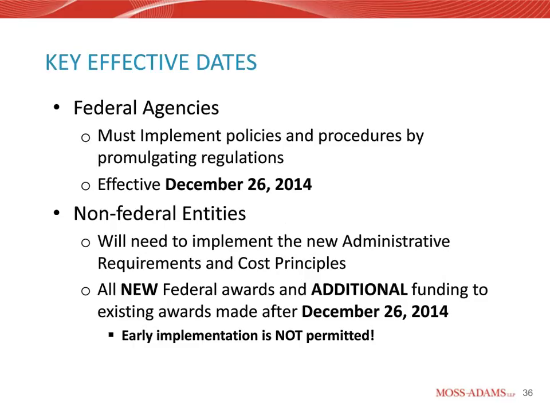Key effective dates for the uniform guidance. For federal agencies, they implemented policies and procedures by promulgating regulations that became effective on December 26, 2014. For non-federal entities, most of you out there on the call, the new uniform grant guidance is effective for all new federal awards and additional funding, also referred to as funding increments, to existing awards made after December 26, 2014. Early implementation is not permitted, and the audit requirements are effective for fiscal years beginning on or after December 26, 2014.